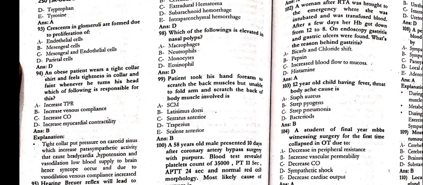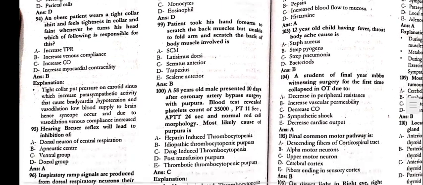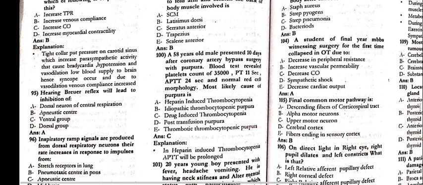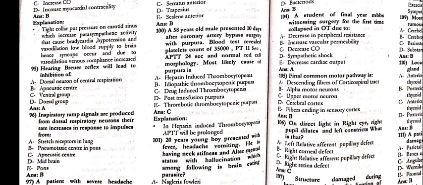98, the following is elevated in the nasal polyps, that is eosinophils. 99, the patient took his forearm to scratch the back but is unable to fold the arm and scratch the back of the body. Muscle involved would be the latissimus dorsi. 100, a 58-year-old male presented 10 days after coronary artery bypass surgery with purpura. Blood test revealed platelet count of 35,000, PT 11, APTT 24, and normal red cell morphology. Most likely cause of the purpura is drug-induced thrombocytopenia.